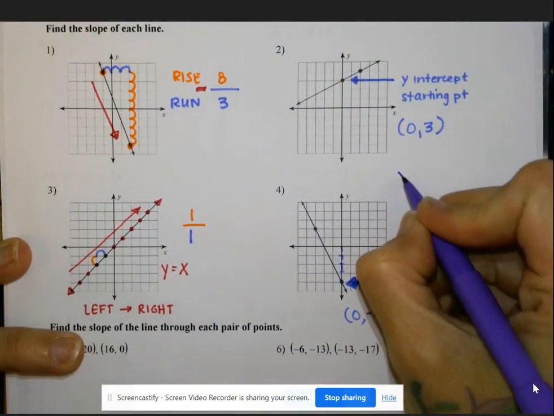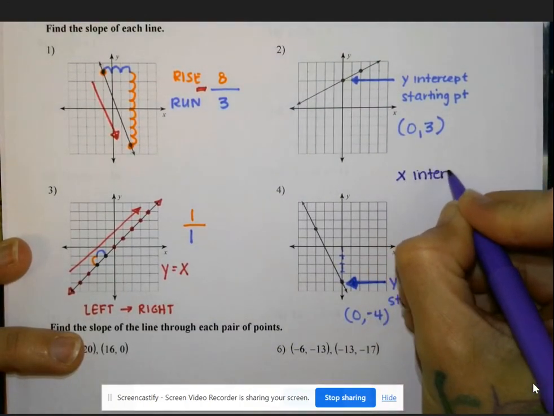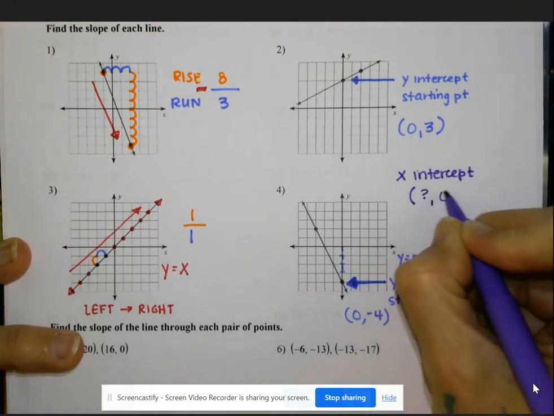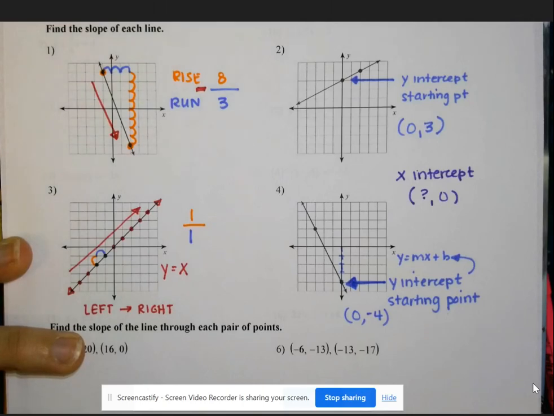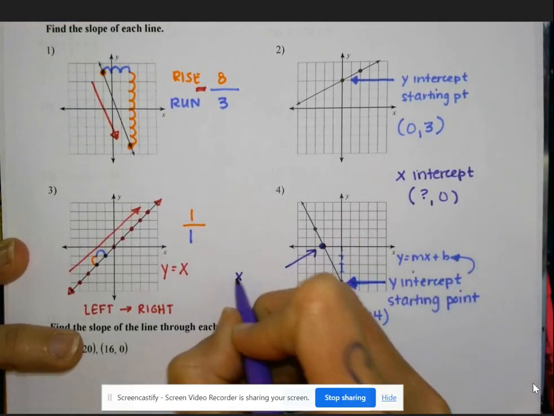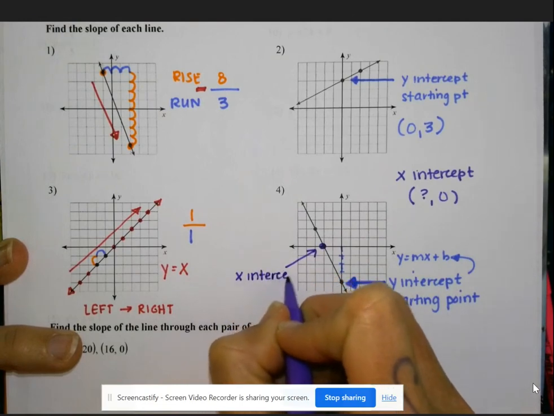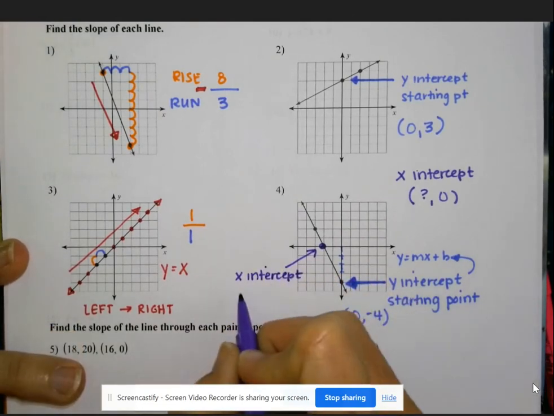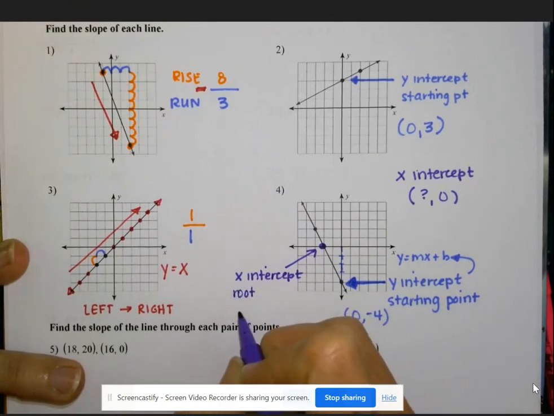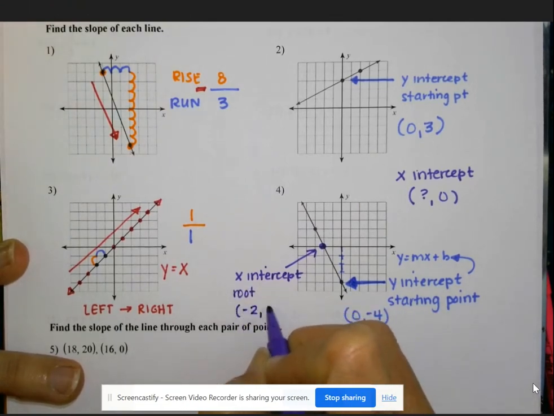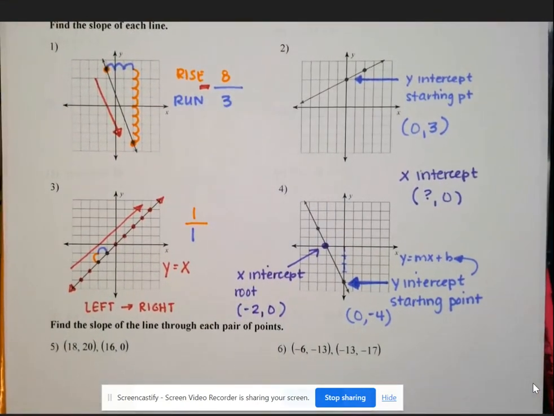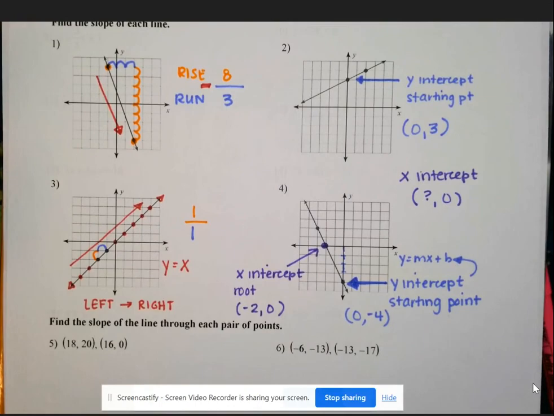And with that said, x-intercept is always going to be said number and then 0, because x-intercept means where does it touch the x-axis. So like here. This one has lots of names, but we'll get to that later. So x-intercept, we'll call it a root, is going to be at, in this case, negative 2, 0. So y is 0 at the x-intercept, and x is 0 at the y-intercept.